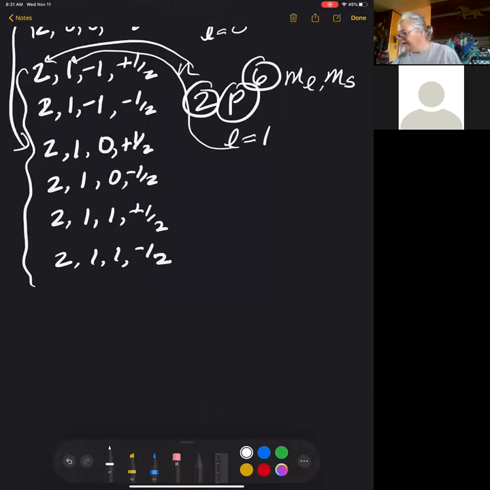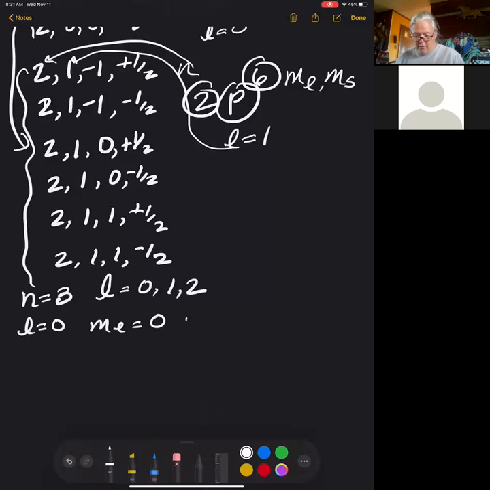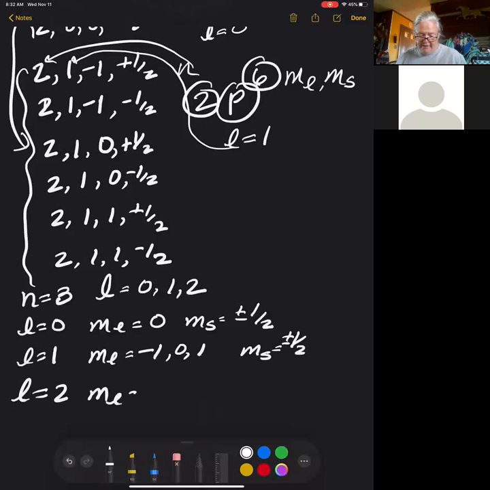All right, and then n equals 3. I'm going to let you do that one on your own, but you do it the same way. I'll get you set up for it real quick. If n is equal to 3, then L can be 0, 1, or 2. For L equals 0, M sub L is still equal to 0, and M sub S is still plus or minus 1/2. For L equals 1, M sub L can be minus 1, 0, or plus 1, with an M sub S for each one of plus or minus 1/2, just like what I just did. But if L equals 2, M sub L can be minus 2, minus 1, 0, 1, or 2. You'll have another set of numbers that looks like the one up here, except it'll be 3, 1, minus 1, and so on.